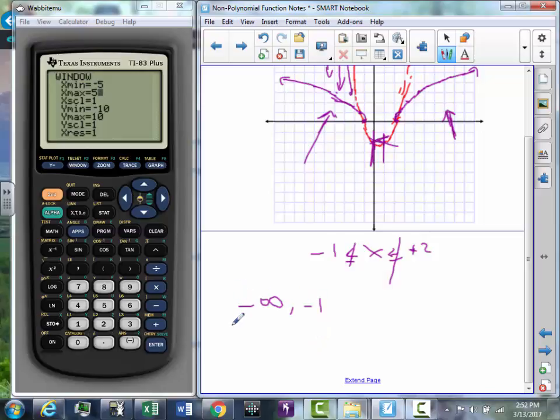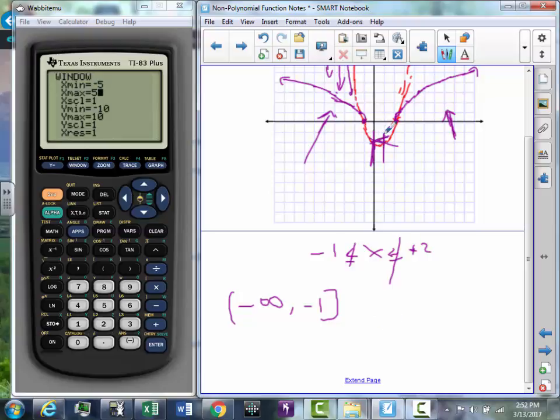Now, infinities always use a round bracket. That's just a convention. Infinity is not a number. You can't include infinity. But -1 right here, can you use -1? Is that value a closed dot or an open dot? It's a closed dot, because could you use -1? Yeah, it would give you 0, but you can square root 0, so you would use a square bracket here.